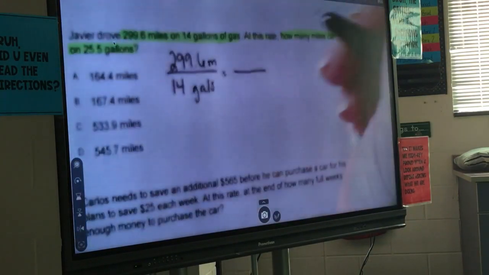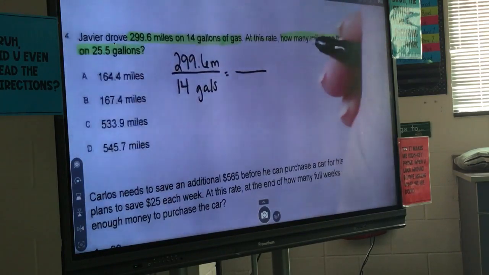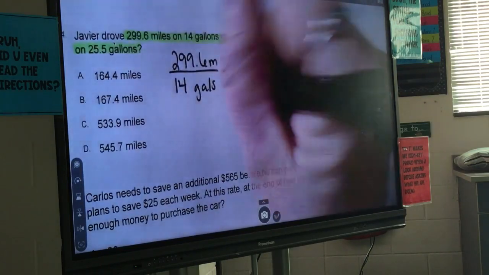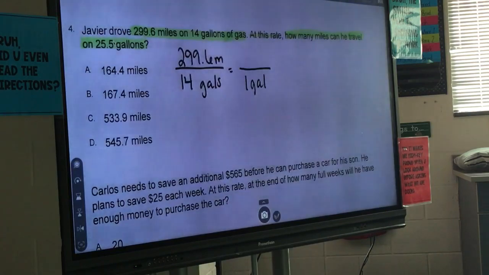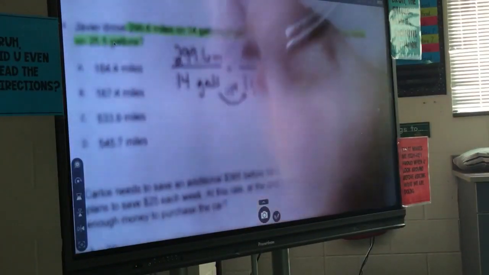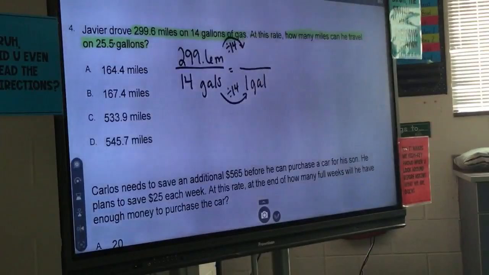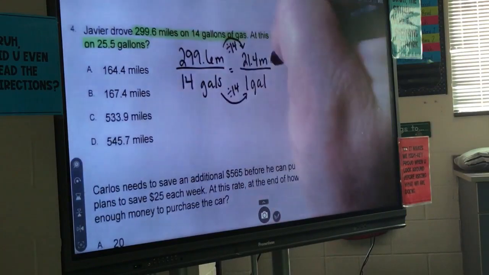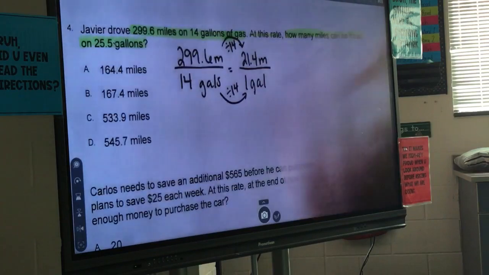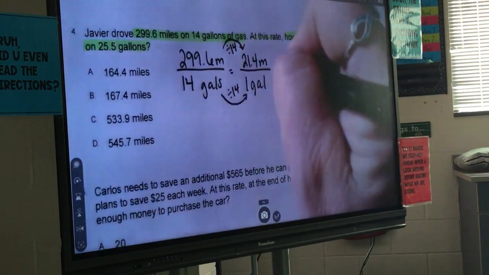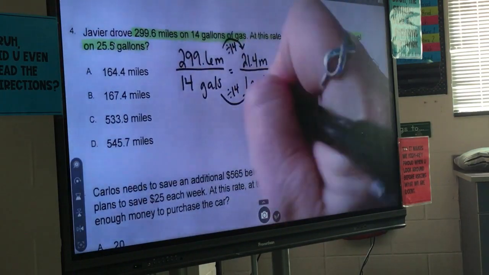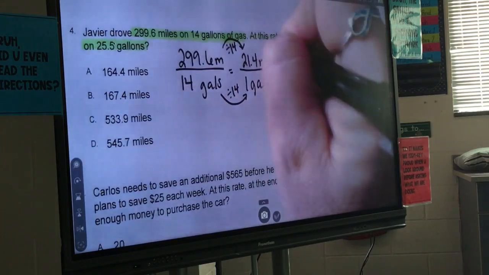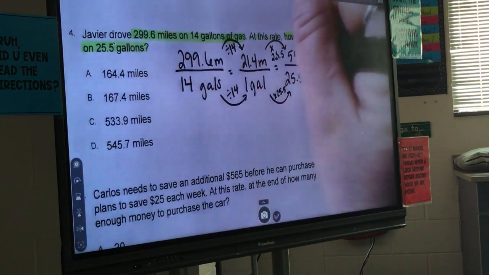Okay, and then the way I did it is I divided 299.6 by 14. Because you do that and it gives you how much you get on 1 gallon of gas. So I got 21.4 per gallon. Okay. And then I multiplied that by 25.5, because that's how many gallons. All right, and what did you end up with? I got 545.7. Okay.